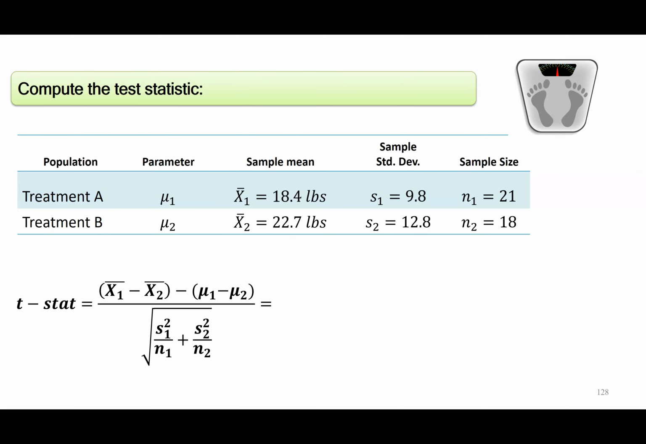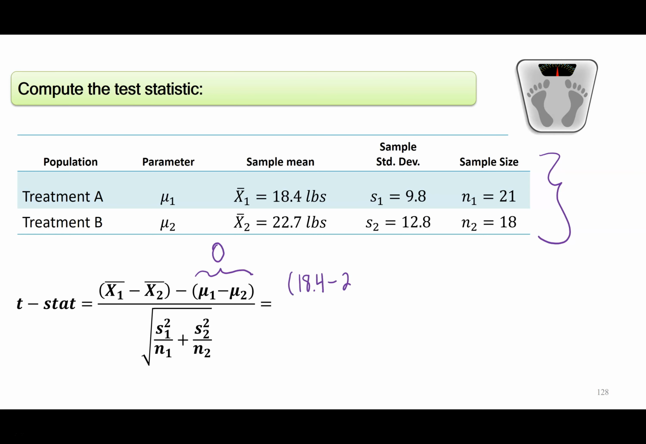So then computing the test statistic. So we need all of our information here. So we have our sample mean from treatment A, our sample mean from treatment B. We have our standard deviations. We have our sample sizes. So the big thing here is the claimed difference. This is almost always going to be 0. It's rare that it's not 0. It can be something else, but it's usually going to be 0. So know that on top, usually it's just x bar 1 minus x bar 2. Almost always.